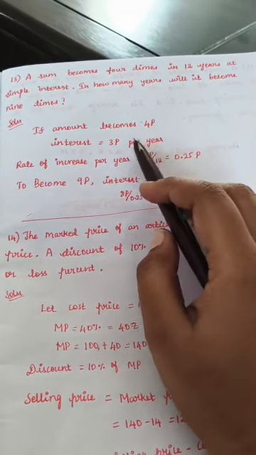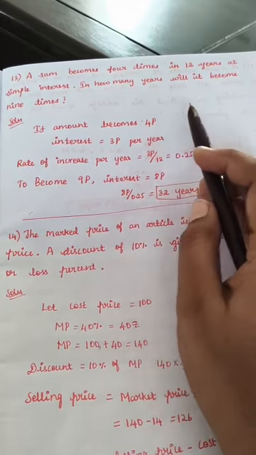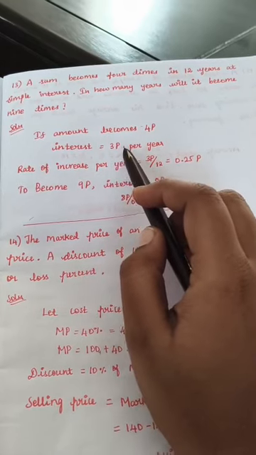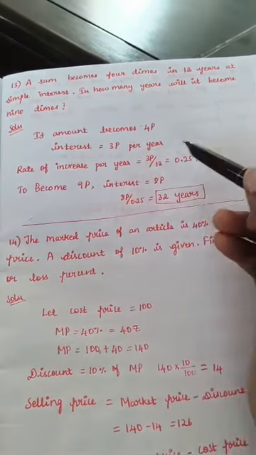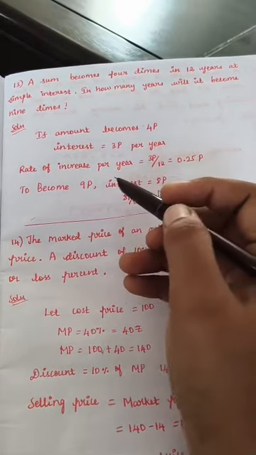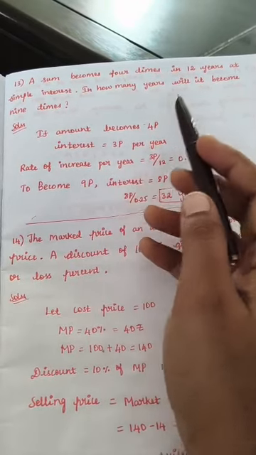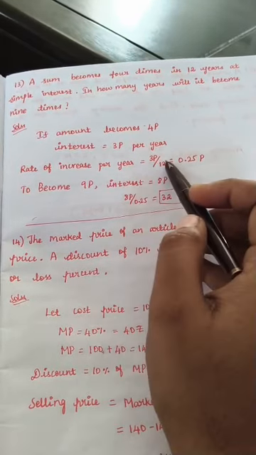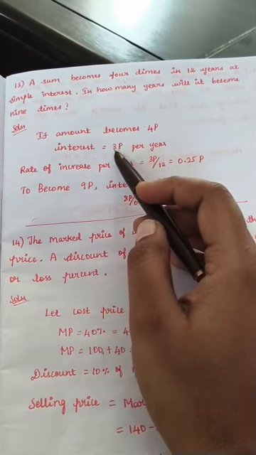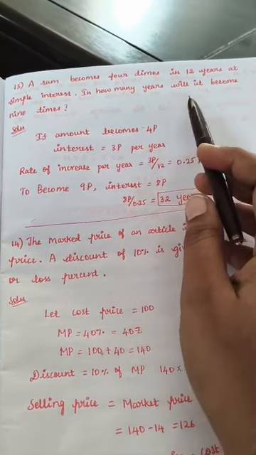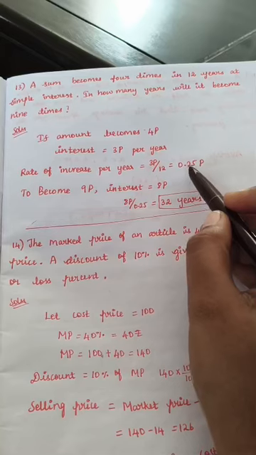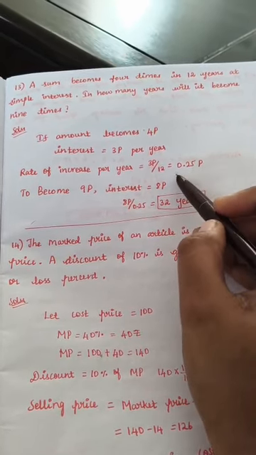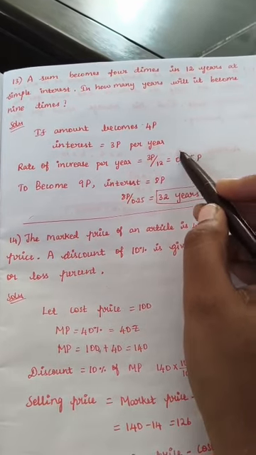So, always the interest value will be lesser than the principal amount. So, let's assume interest is equal to 3p. To identify the rate of increase of sum per year, we have to divide the interest by 12 years. So, 3p divided by 12 years means 0.25. If we solve this, we will get 0.25. So this is the interest per year.